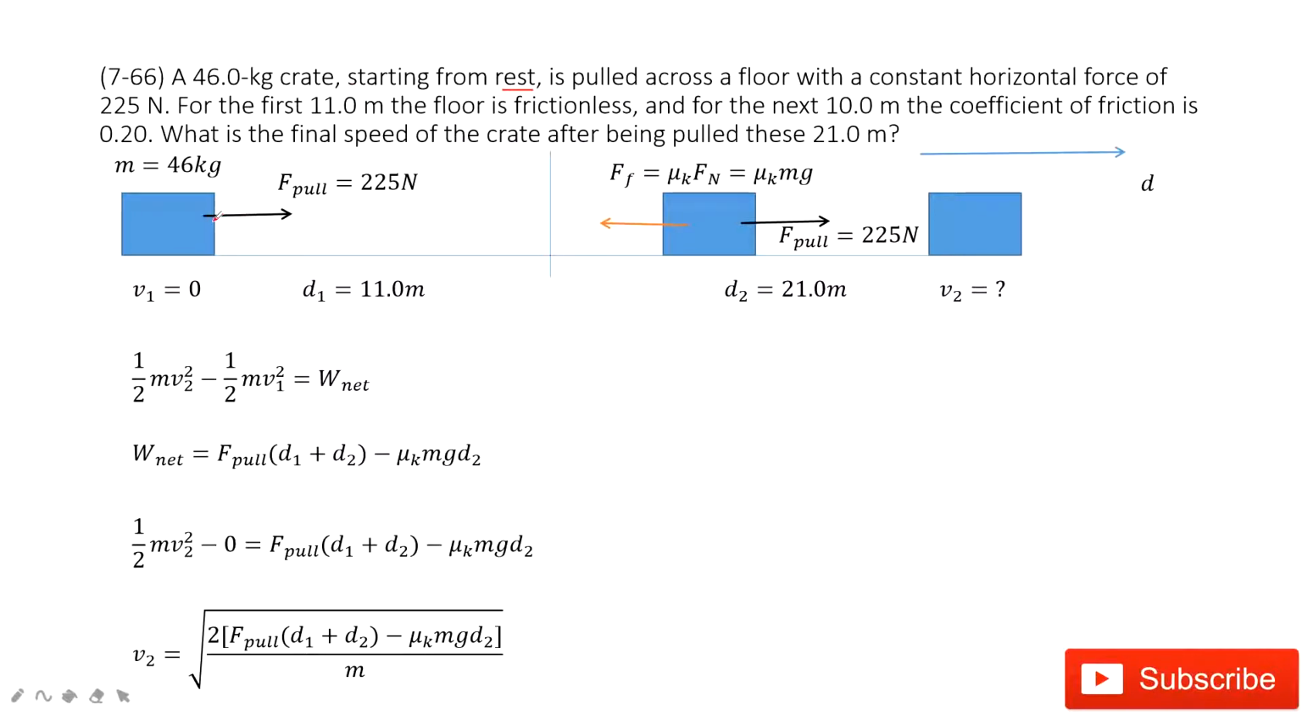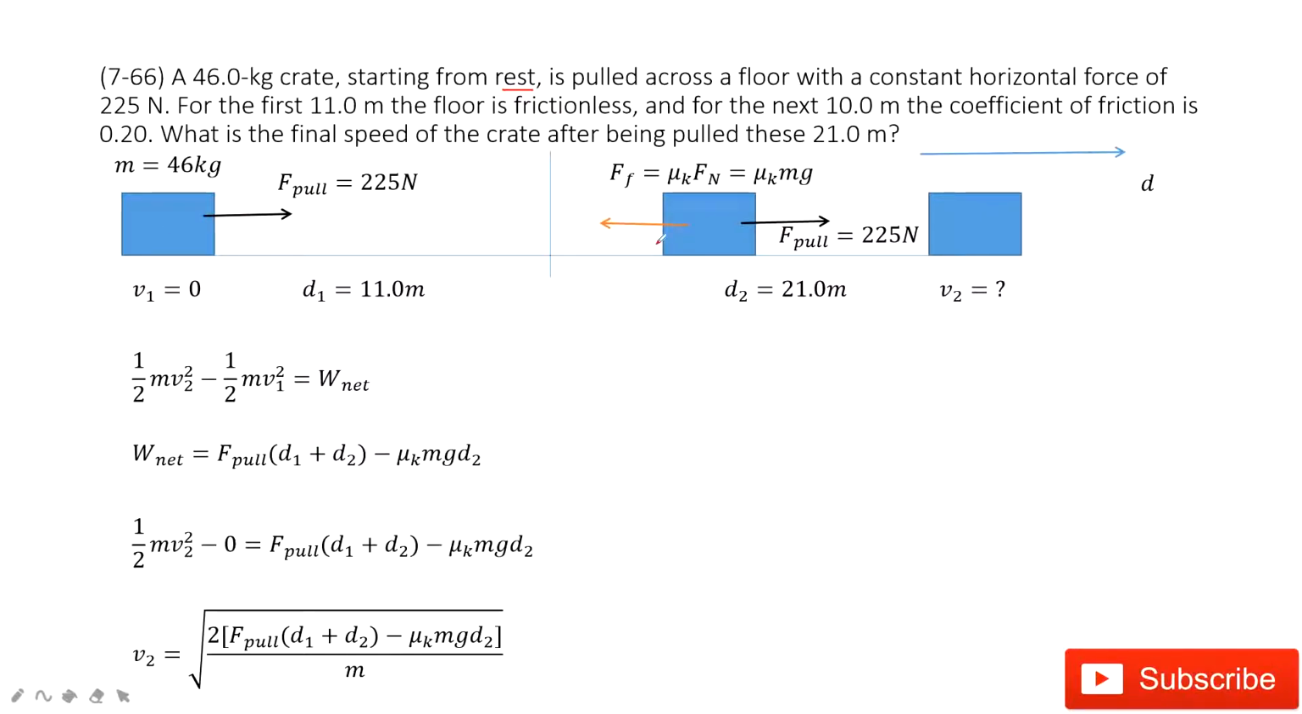This force is horizontal, right? The magnitude is 225 Newton. So then this box moves to the right. And at the D1, the first displacement, only the force F pull acts on this box horizontally.